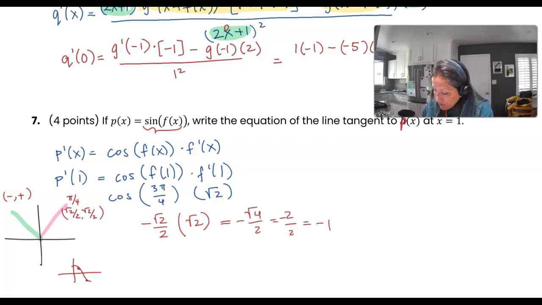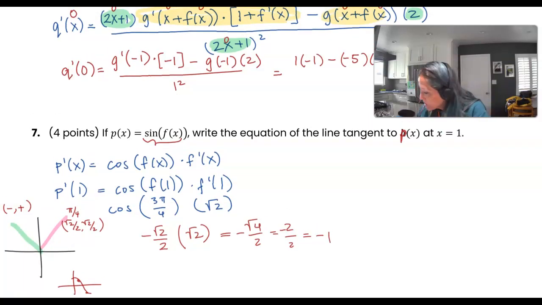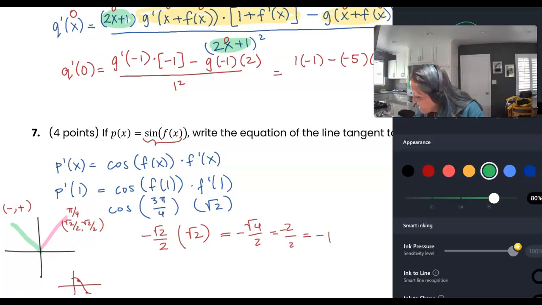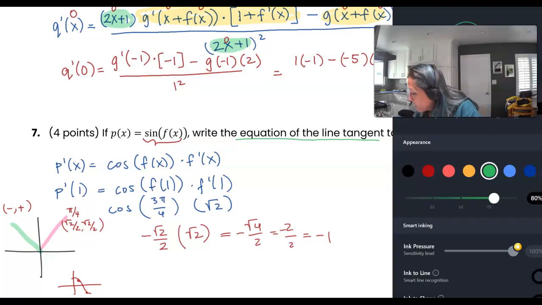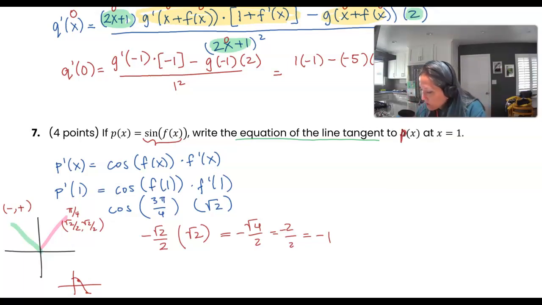Now, again, I was bad. I did not read what we were doing. We're looking for the equation of the tangent line. So while I found a derivative at this particular point, I just went on autopilot. What we want here is the actual equation for the tangent line. So we need y minus y1 is equal to m times x minus x1.